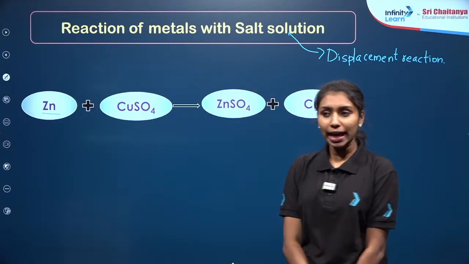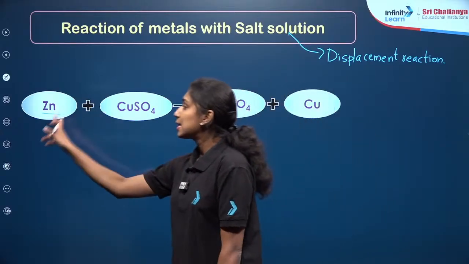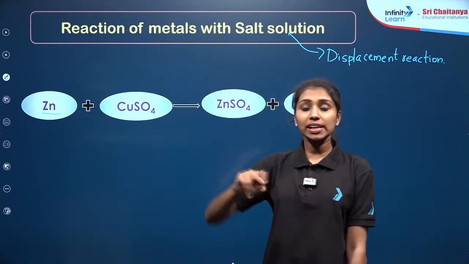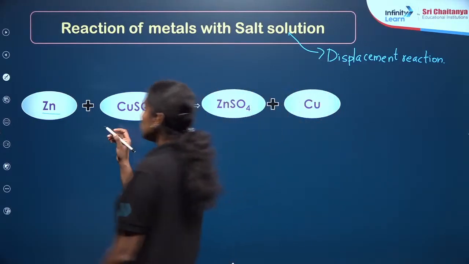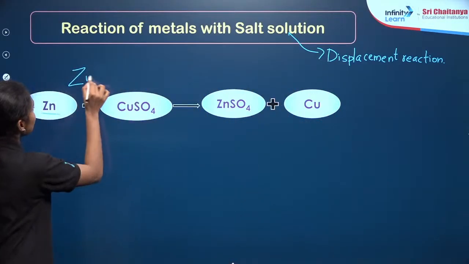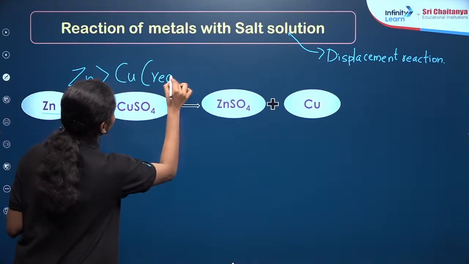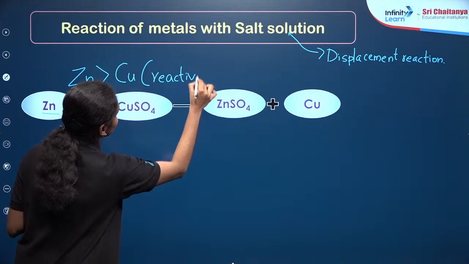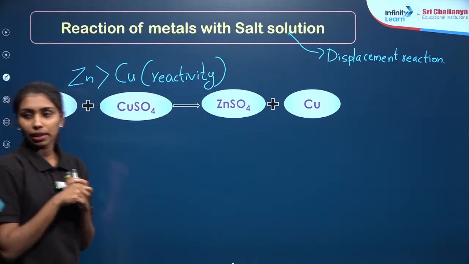Yes, zinc is more reactive, right? Yes, very good, Indira. Zinc is more reactive than copper. That is why it is displacing the copper from the copper sulfate solution. So, by the reactivity series, we can say that zinc is more reactive than copper. You can check the same with the reactivity series also. Clear?